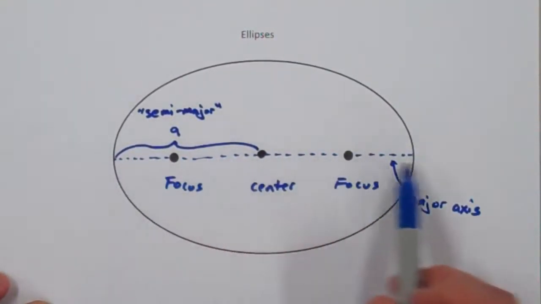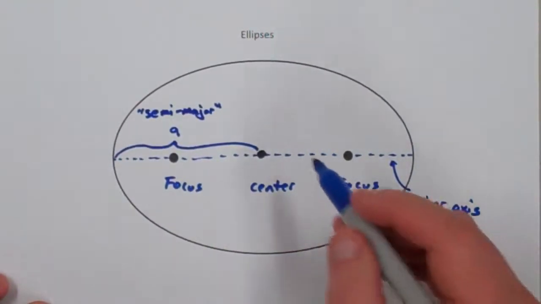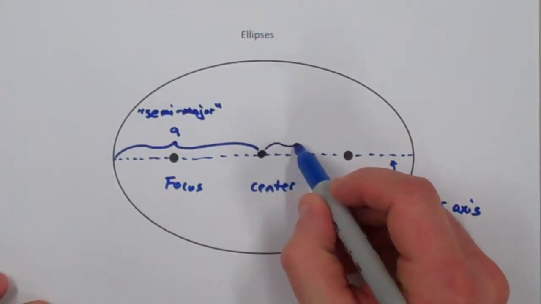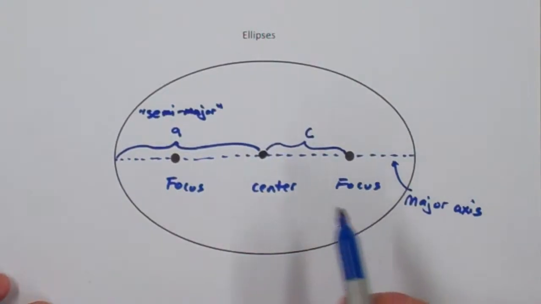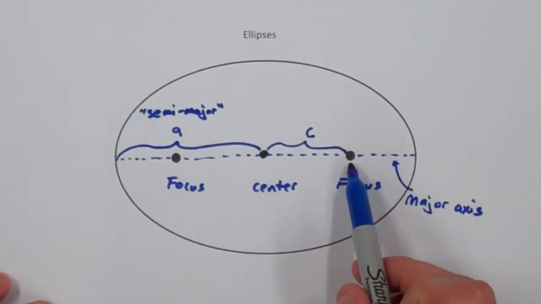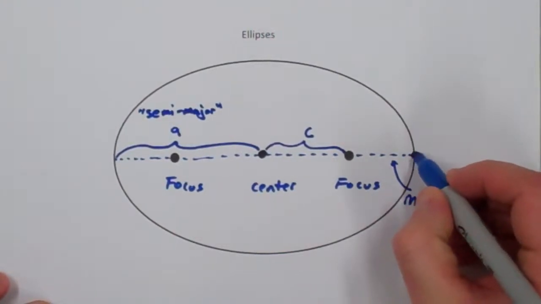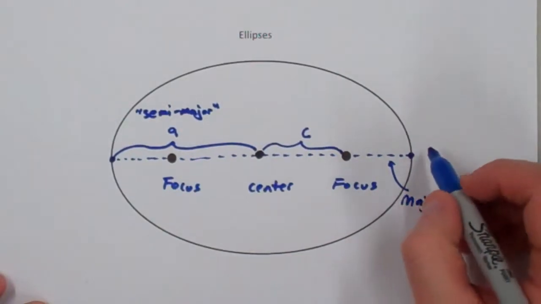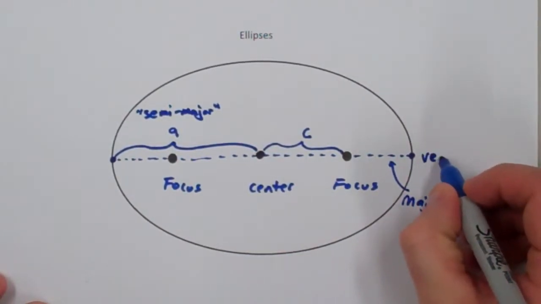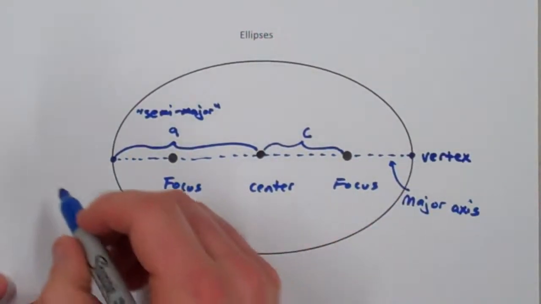Remember, the major axis is all the way across. We usually use the variable a. There's another distance right here, and for this distance we use the letter c, and that's the distance from the center to either one of the foci. Where the major axis meets the ellipse itself, those are called the vertices, or in the singular, a vertex.